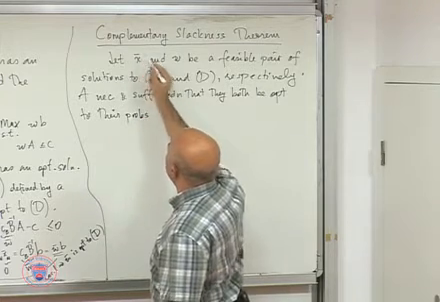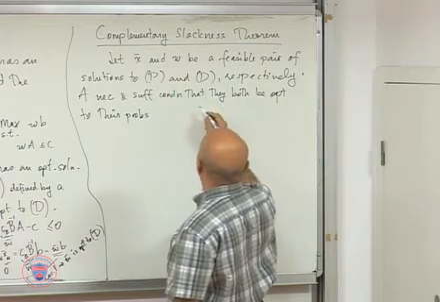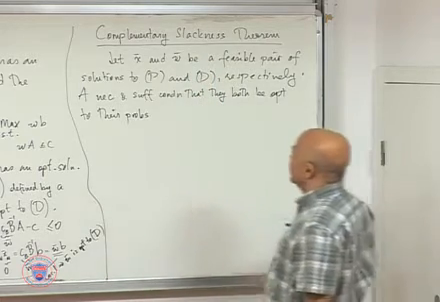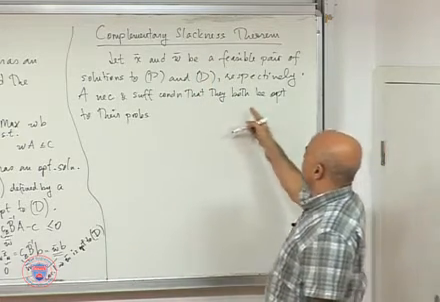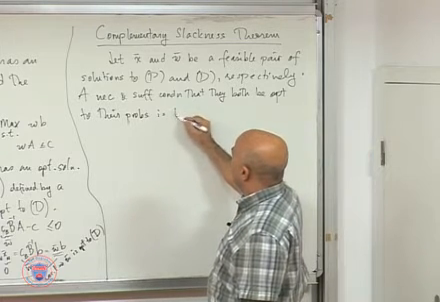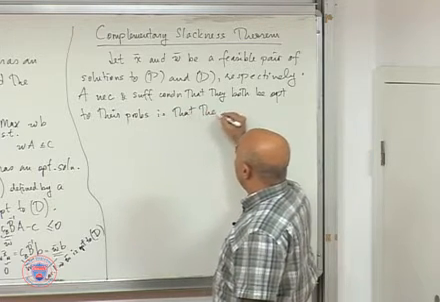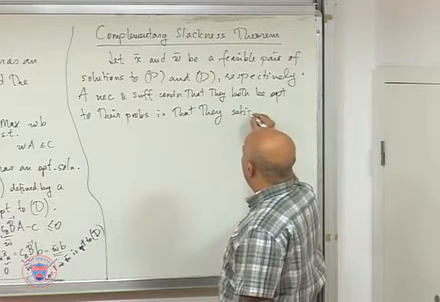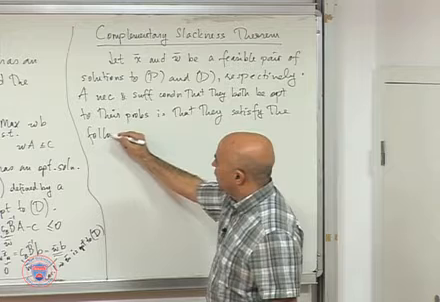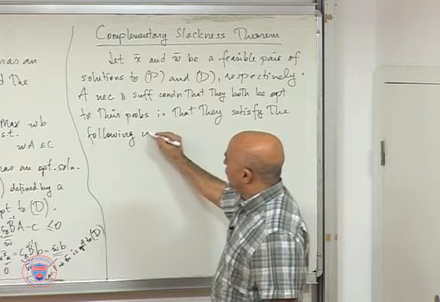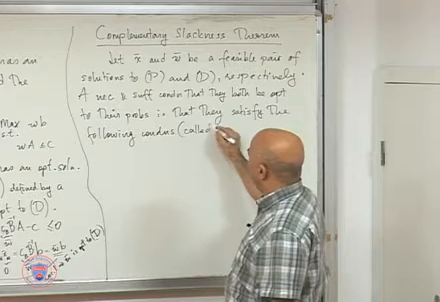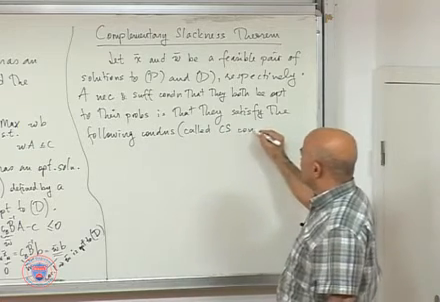Let's make these particular. Okay? A necessary and sufficient condition that they both be optimal to their problems is that they satisfy the following conditions. And these conditions are called complementary slackness conditions.